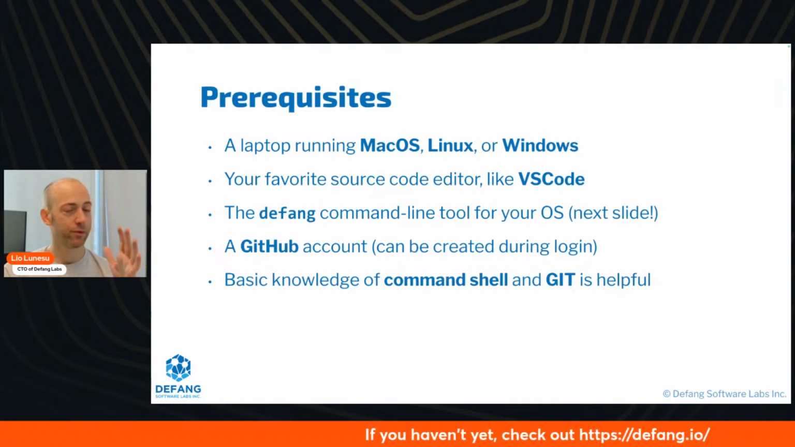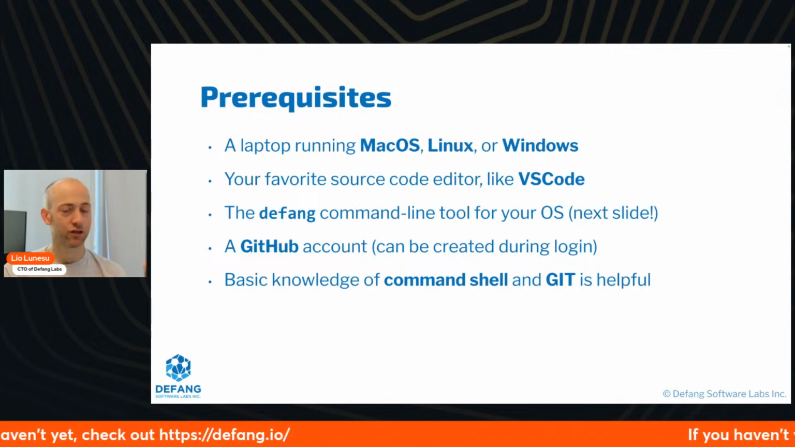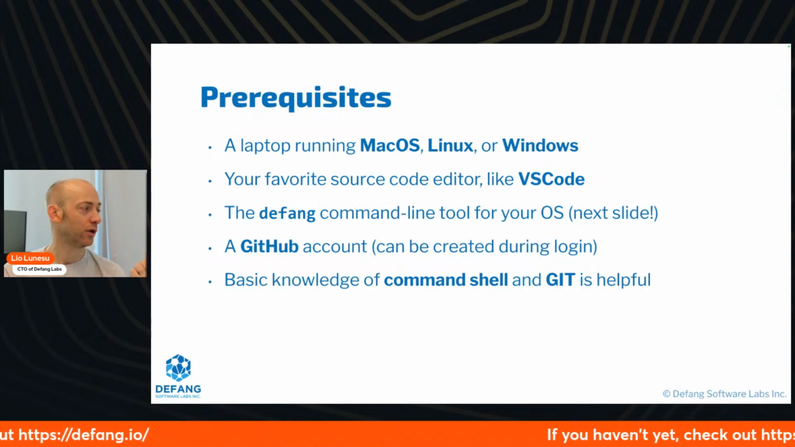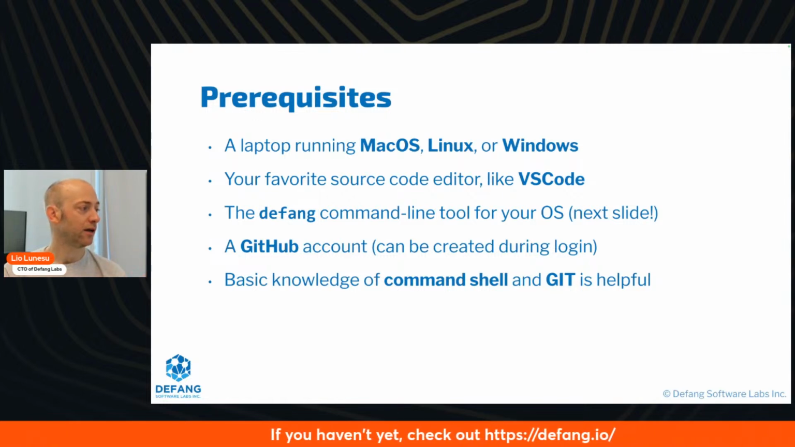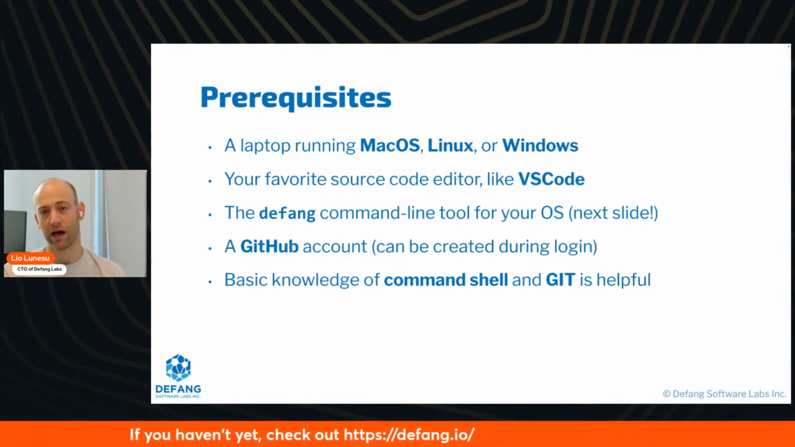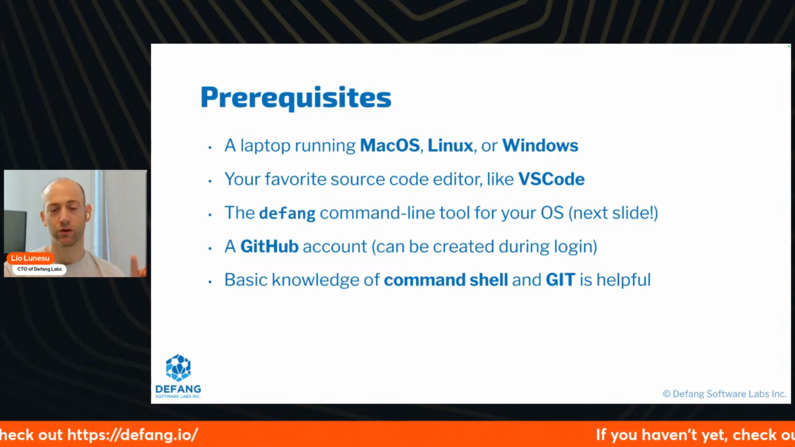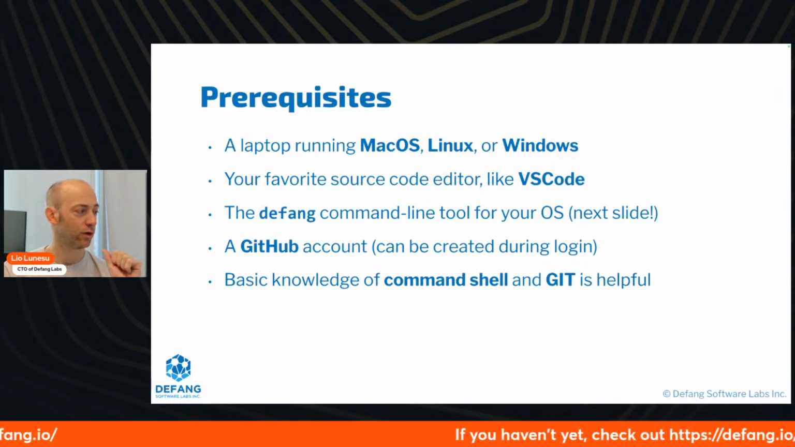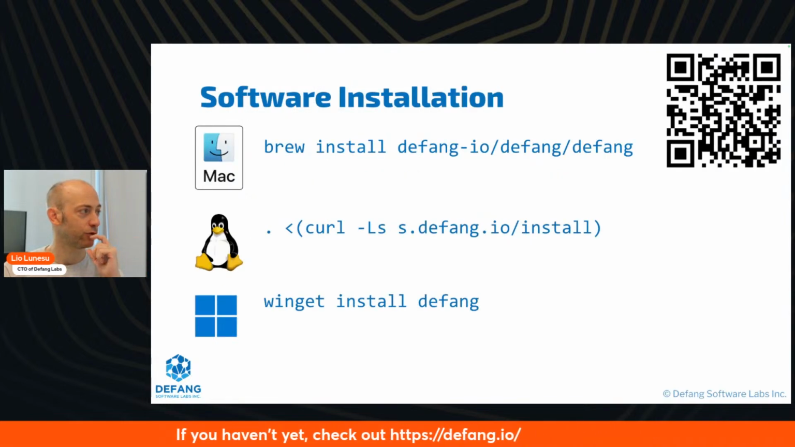For this workshop, what you need is a laptop running either macOS, Linux, or Windows. We'll work on all three. Some editor; I use Visual Studio Code. The Defang command line tool, which I'll show you how to install. A GitHub account. Again, when you get prompted to log into GitHub, there's an option to create an account if you haven't created one already. And some knowledge of the command shell and Git is helpful.